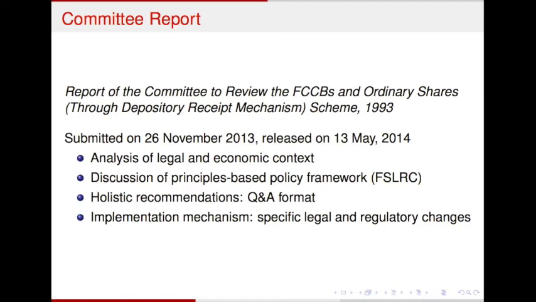The report contains an analysis of the legal and economic context of the review and an extensive discussion of a principles-based policy framework that draws on the work of other recent expert committee reports, in particular, the report of the Financial Sector Legislative Reforms Commission, the FSLRC. The Sahoo Committee report provides holistic recommendations in an accessible question and answer format, as well as an implementation mechanism in the form of specific legal and regulatory changes.